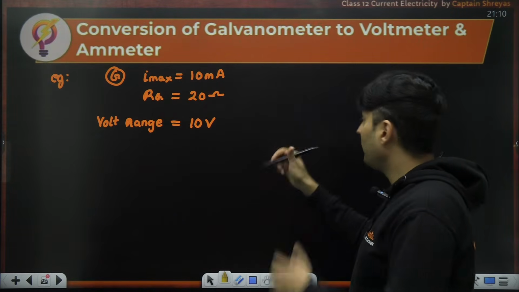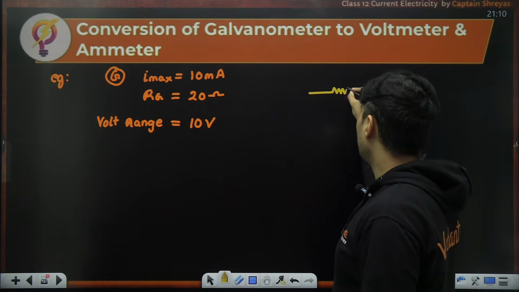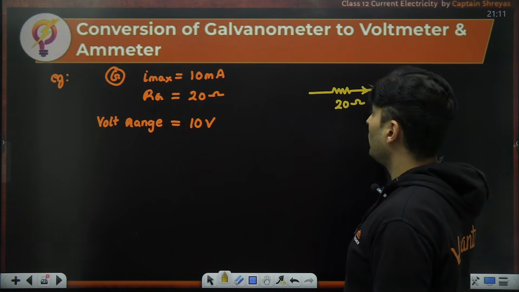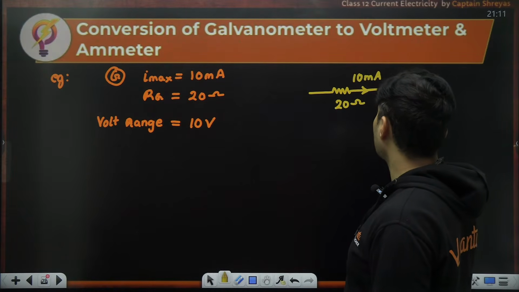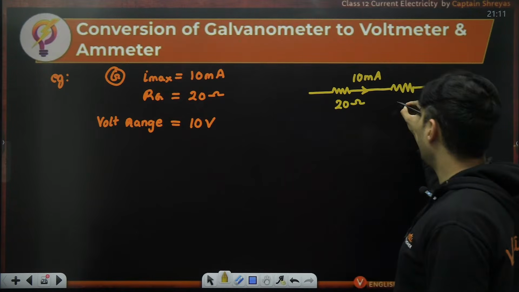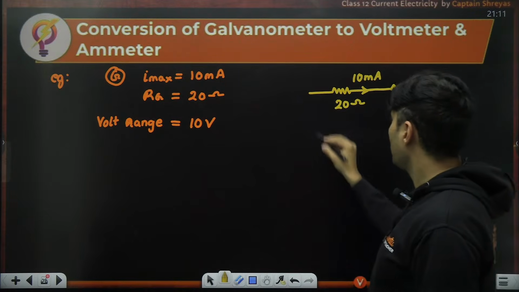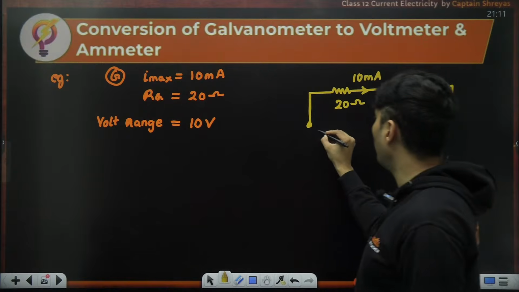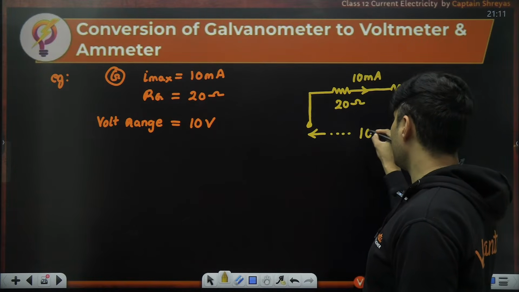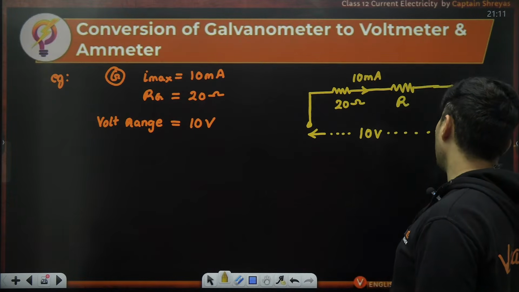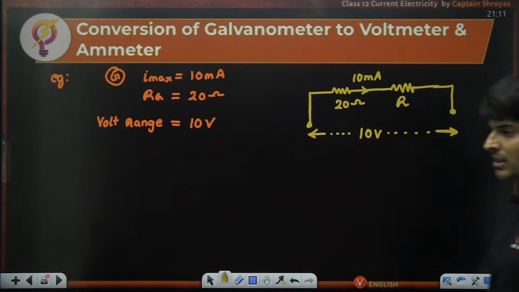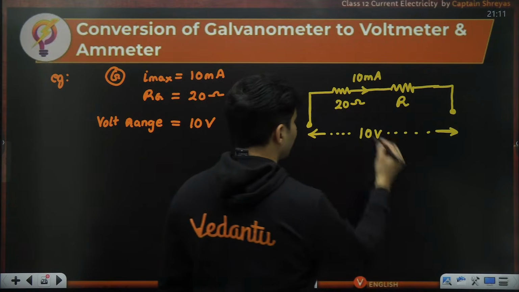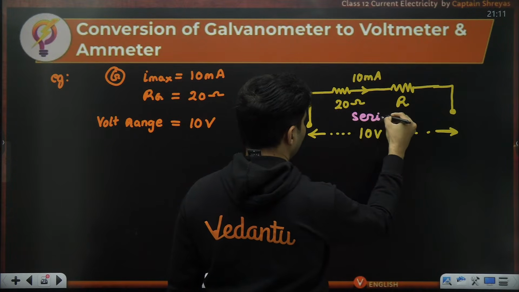So again, think of the diagram. We just need a galvanometer whose resistance is 20 ohms. The maximum it can allow is 10 milliamperes. And with that, we have another resistance over here. And that's it. That becomes a voltmeter, and the maximum voltage which it can measure across it is 10 volts. That's a voltmeter. Now, if you notice, both of them are nothing but in series.